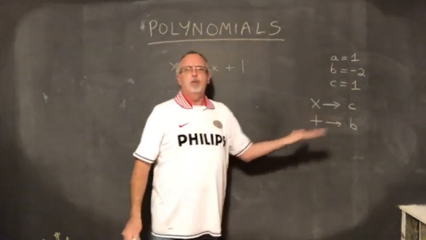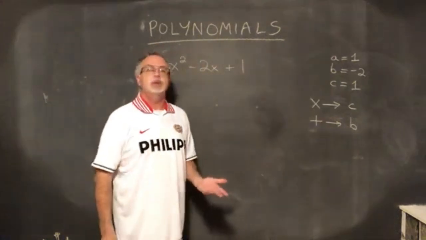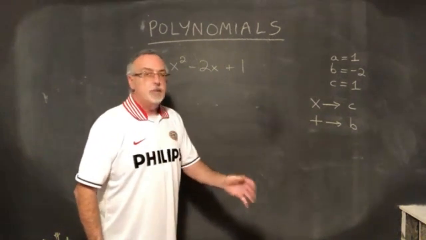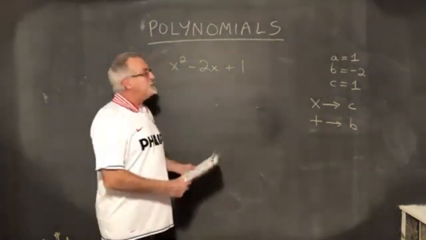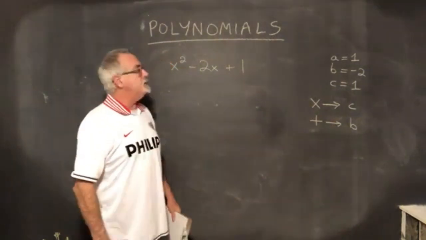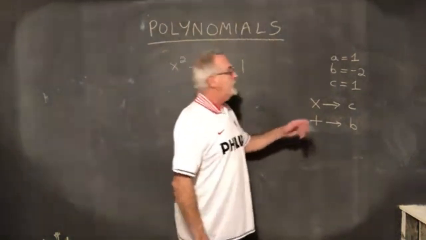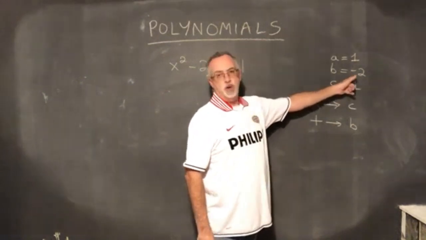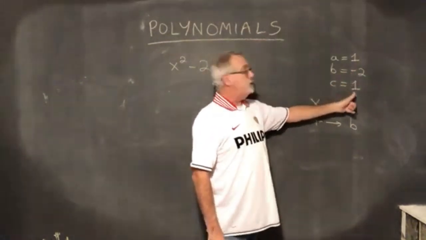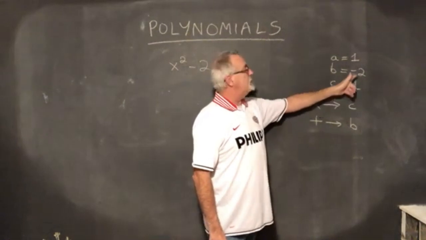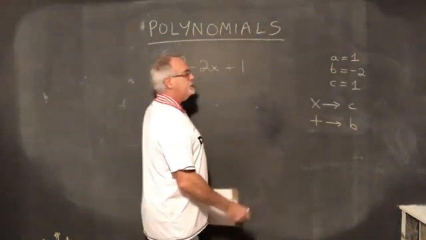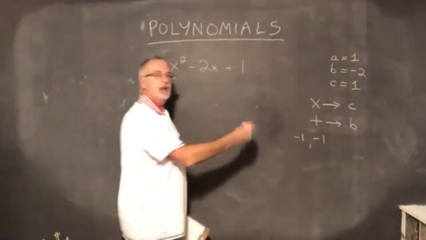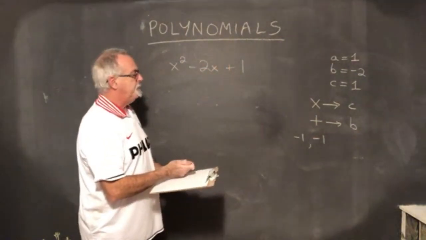What two numbers multiply to give 1? There's only two pairs of numbers that multiply to give 1. 1 and 1, or negative 1 and negative 1. Now we're talking about whole numbers here. I don't want to try and get into decimals and fractions with this. Not yet, anyway. Okay, 1 times 1 is equal to 1, but 1 plus 1 is not negative 2. Negative 1 times negative 1 is equal to 1, and negative 1 plus negative 1 is equal to negative 2. So the numbers are negative 1 and negative 1. I like to write them down just as part of my process.